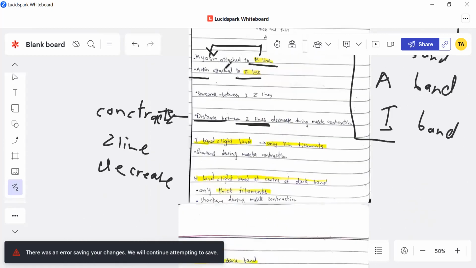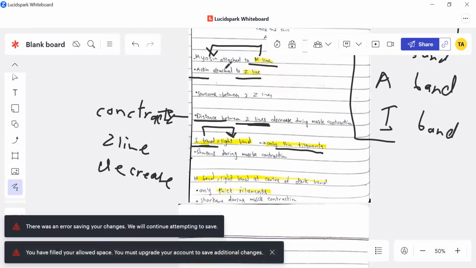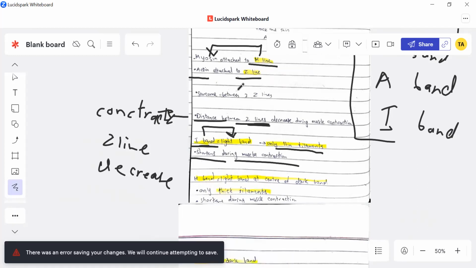So, the I band is known as the light band. And the I band is made up of only thin filaments. And the I band also shortens during muscle contraction. So remember, the I bands as well as the Z lines, both of them decrease in distance. I bands shorten in muscle contractions. The Z lines decrease in muscle contractions.